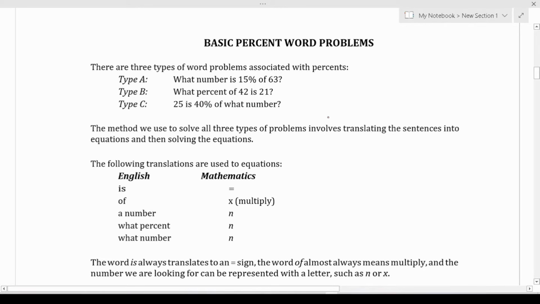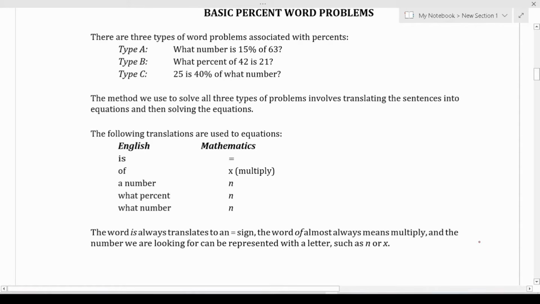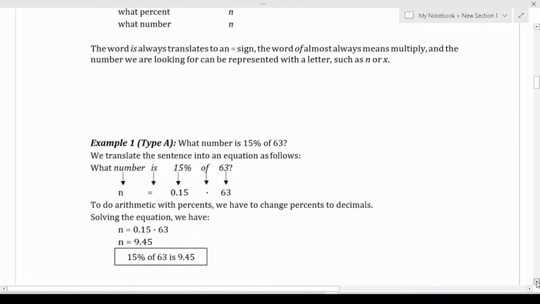That said, it does take some practice taking these word problems and translating them into equations. So let's go ahead and review some of the rules as to how we do that. Again, for our purposes, we need to know that is always means equal in mathematics. Of is always going to be multiply, and a number, what percent, and what number is always going to refer to n. As long as we can apply these things to these word problems, we'll be in good shape. So let's go ahead and get some practice doing that.